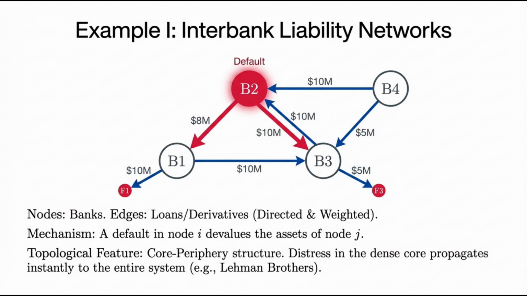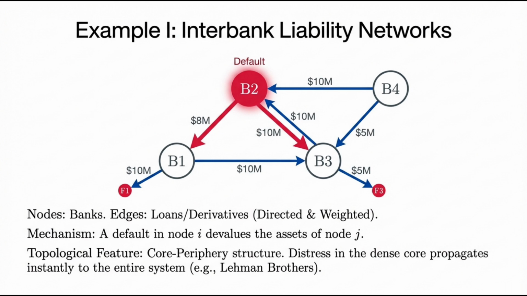Once B2 fails, the value of the assets held by connected banks can fall, especially if they were relying on payment from that bank. You can see how losses begin to spread toward B1 and B3. This is the basic contagion mechanism in liability networks.